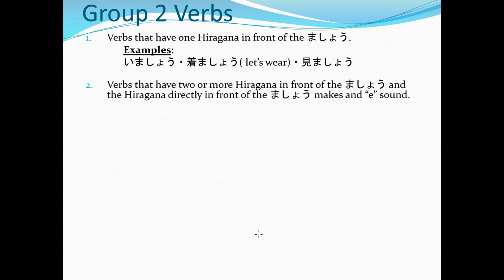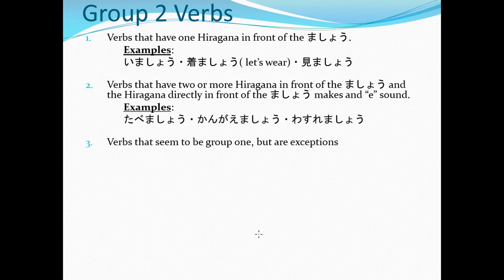So group 2 verbs. They're verbs that have one hiragana in front of the masho. For example, imasho, kimasho, mimasho. Verbs that have two or more hiragana in front of the masho, and the hiragana directly in front of the masho makes an S sound. For example, tabemasho, kangaemasho, wasuremasho. And verbs that seem to be in group 1 but are exceptions. So orimasho is an example to get off.